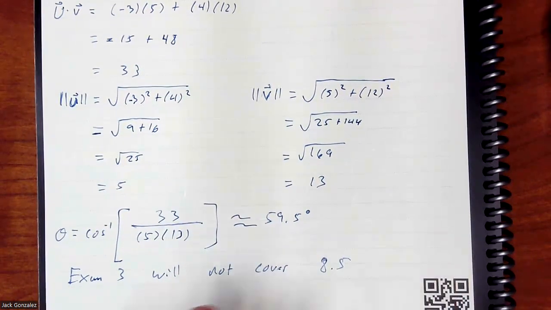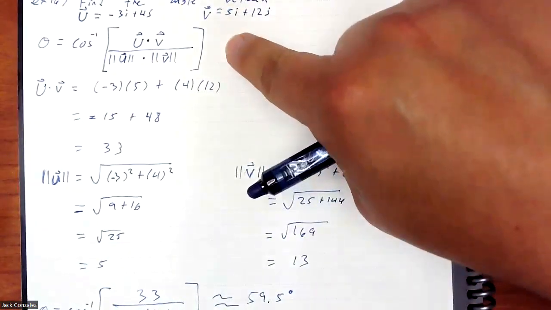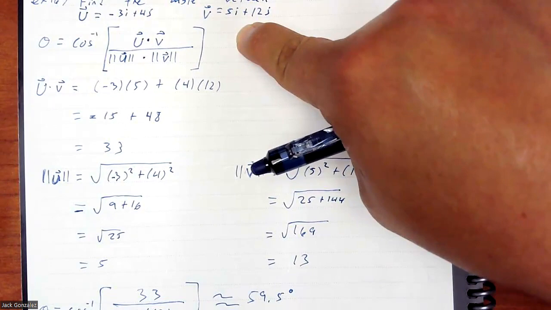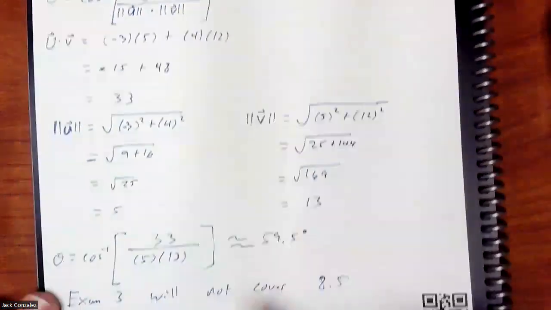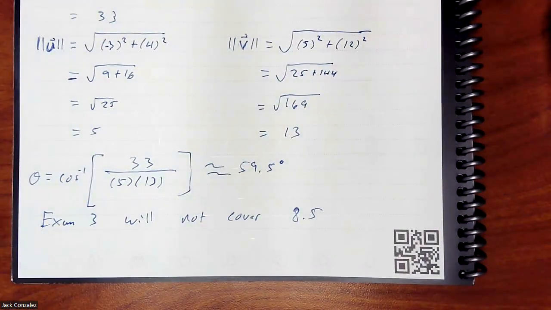Yeah, that's the angle between two vectors. So all you have to do is use this formula. It's just that the formula requires you to do some work. Okay. So once you get all that stuff, just plug it in.